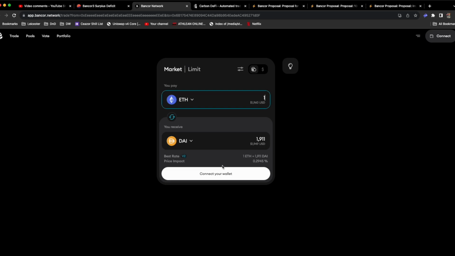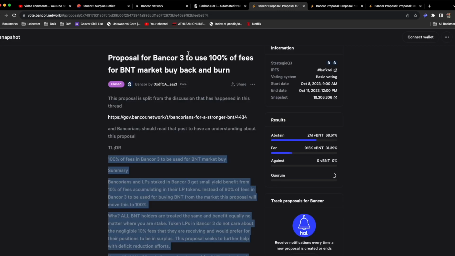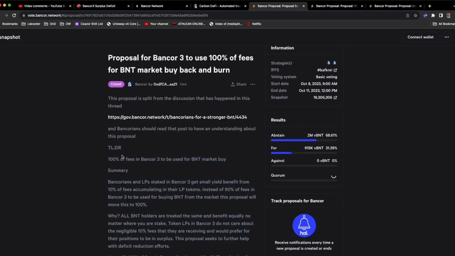And those fees are now, instead of being given to the liquidity providers based on this proposal here, instead of giving those fees to the liquidity providers, 100% of the fees are just used to buy BNT and burn it, because everyone just wants the deficit attacked. They don't care about their LPs gaining trading fees. They just want that BNT to be burned.